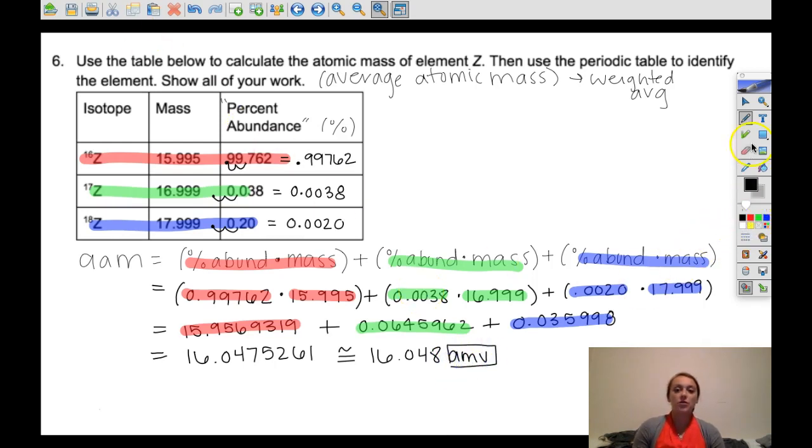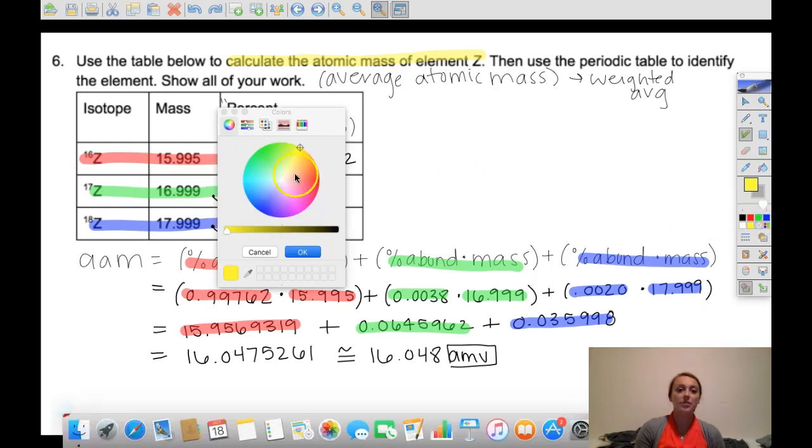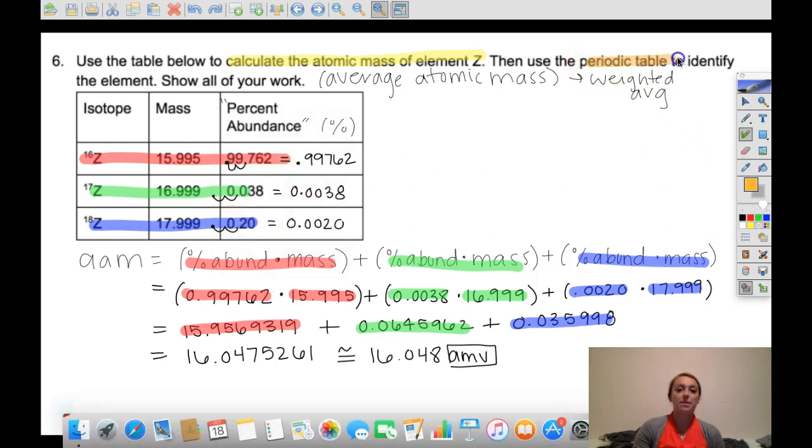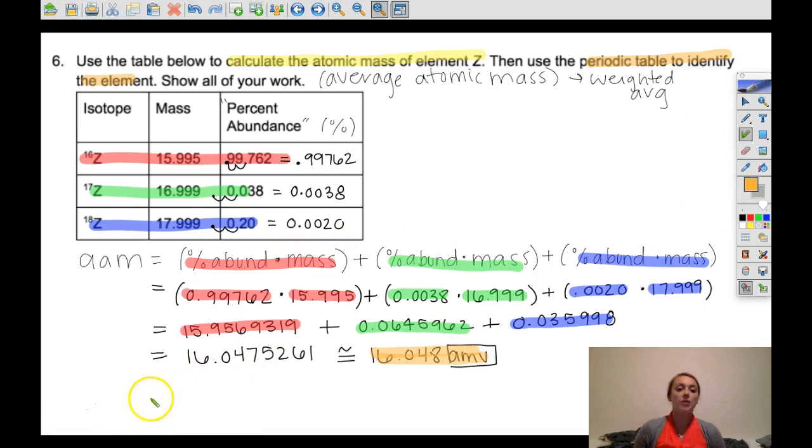So we just solved the first part of this problem. We used the table below to calculate the atomic mass of element Z. The next portion is using the periodic table to identify the element. So just like we did with density, we came up with an answer, and now we're going to compare our experimental value to our known. So I'm going to look at my periodic table, and I'm going to find a mass number that's close to 16, and the closest to 16 is oxygen. And then that would be my answer.